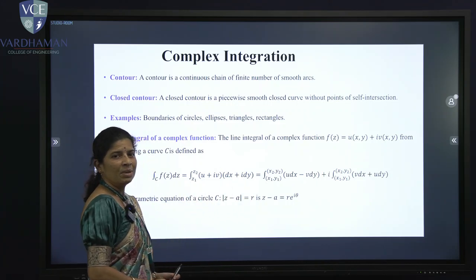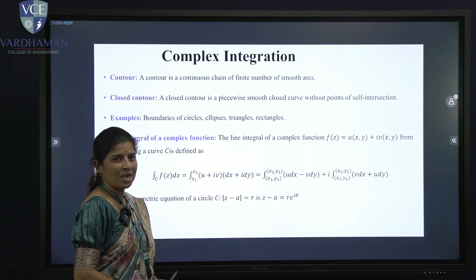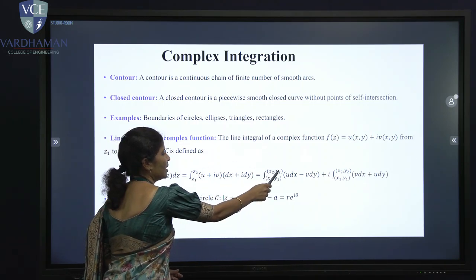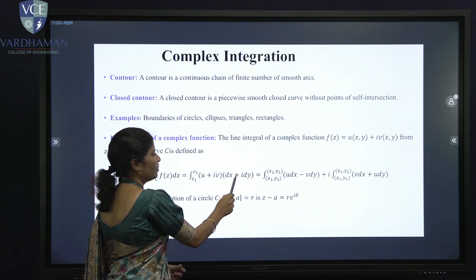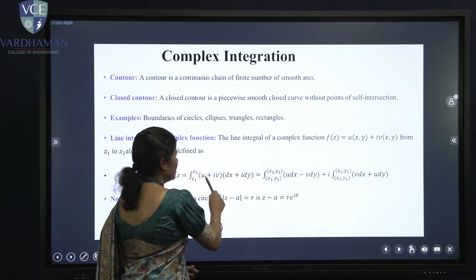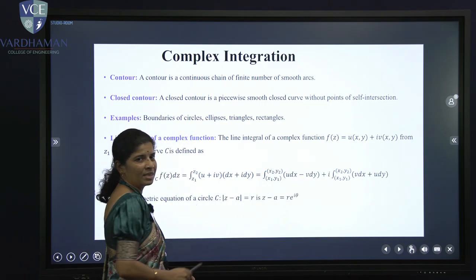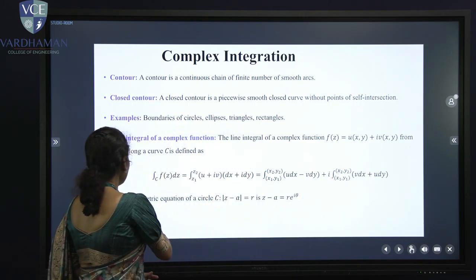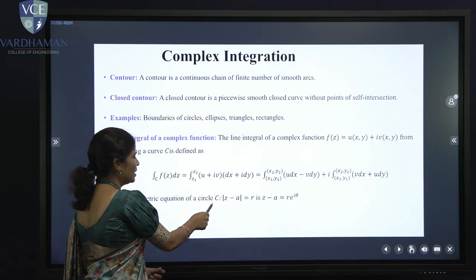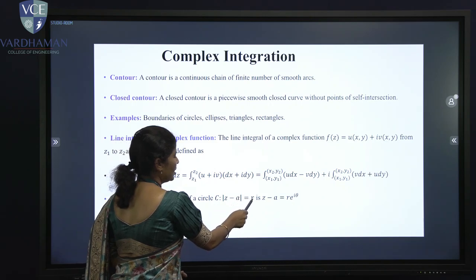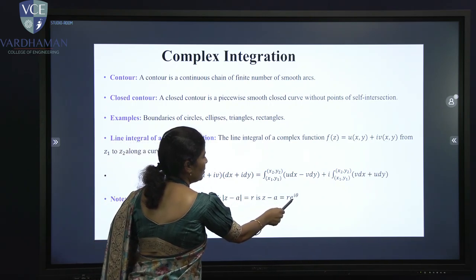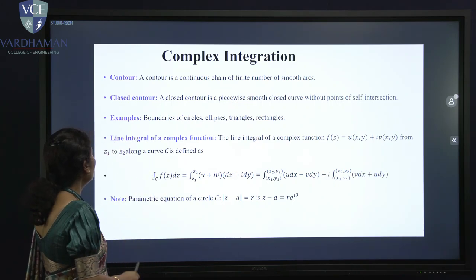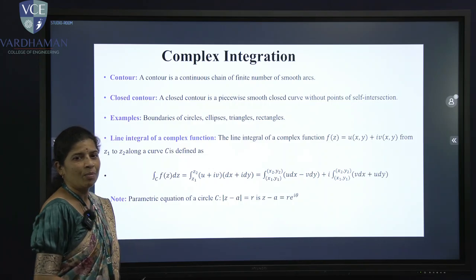Now z1 is x1 plus i y1, with coordinates (x1, y1), and z2 has coordinates (x2, y2). Multiplying each term, we separate the real part, which is u dx minus v dy, and the imaginary part, which is v dx plus u dy. Also note the parametric equation of the circle: modulus of z minus a equals r, that is z minus a equals r e raised to i theta. This is about the line integral, contour integral, closed contour and the line integral of a complex function.